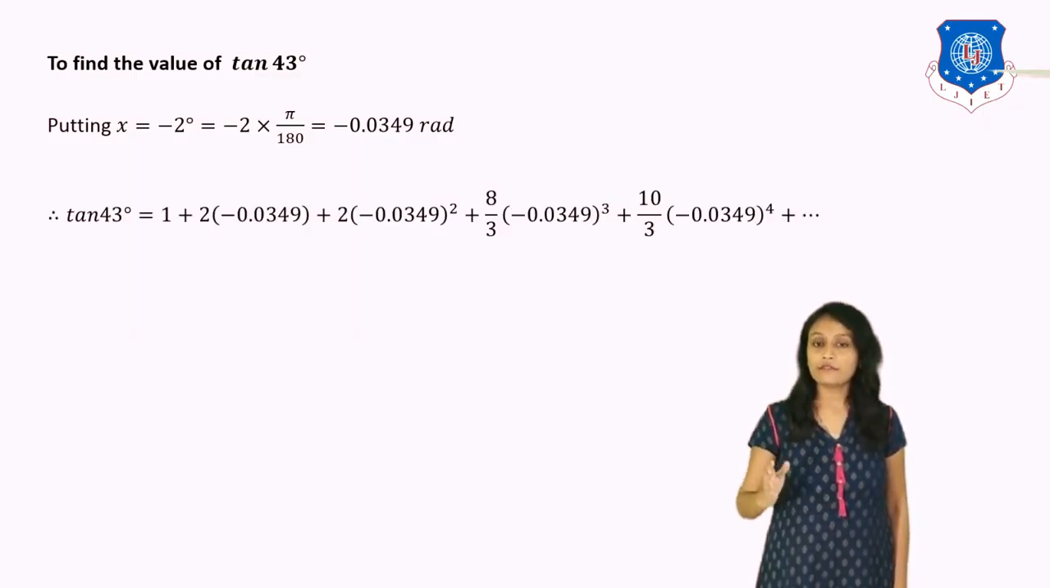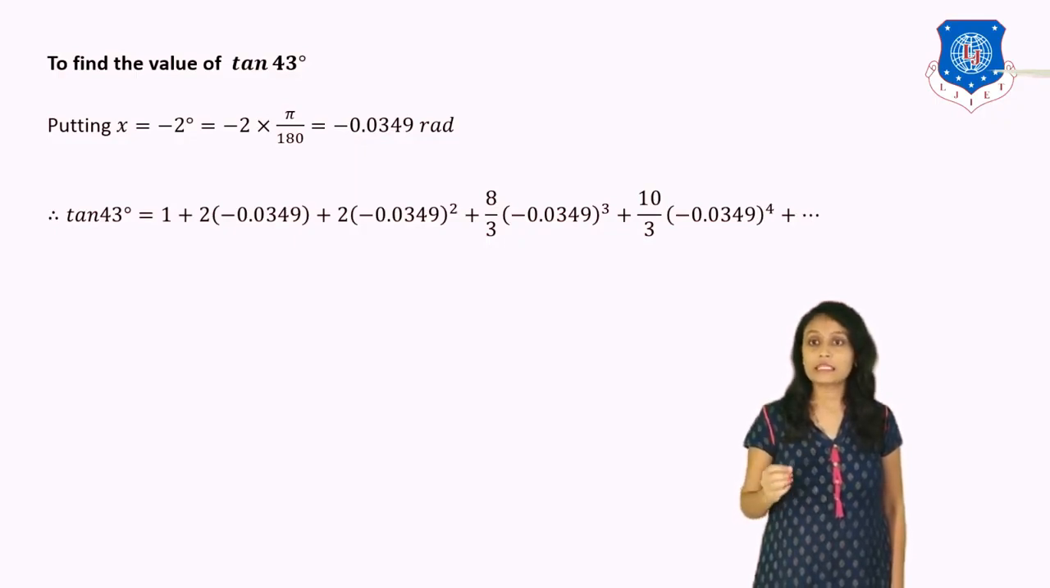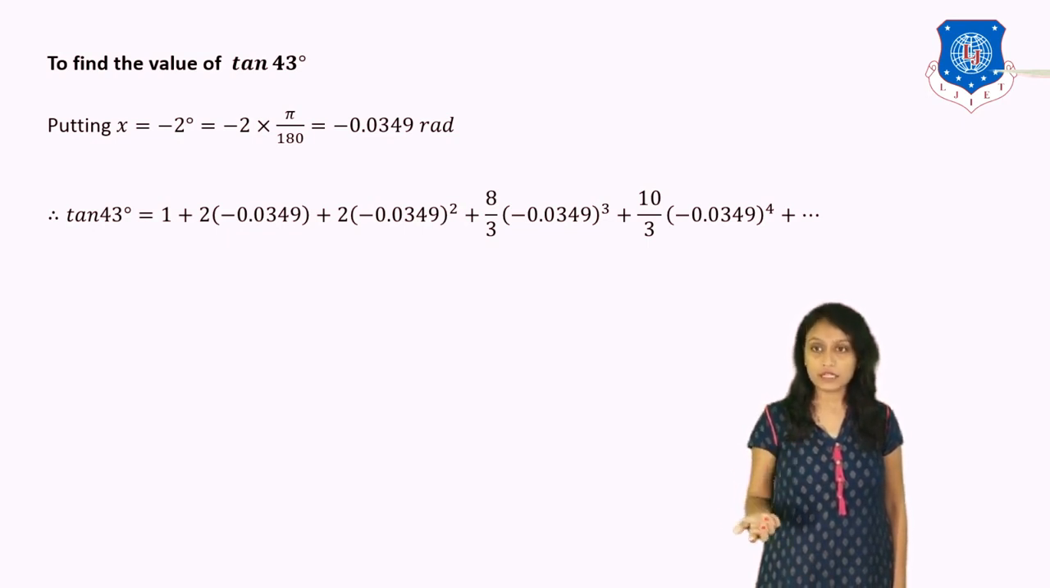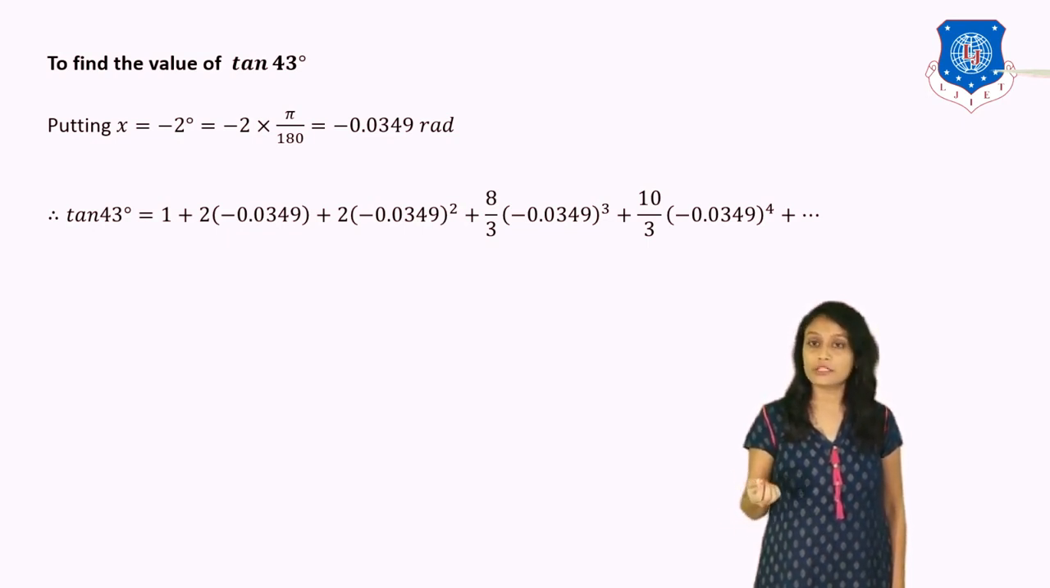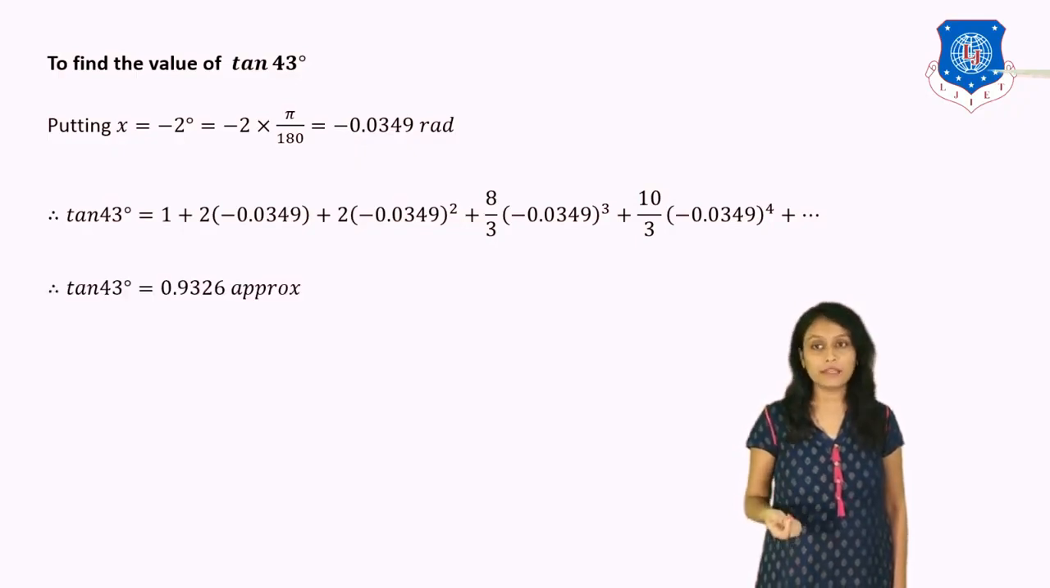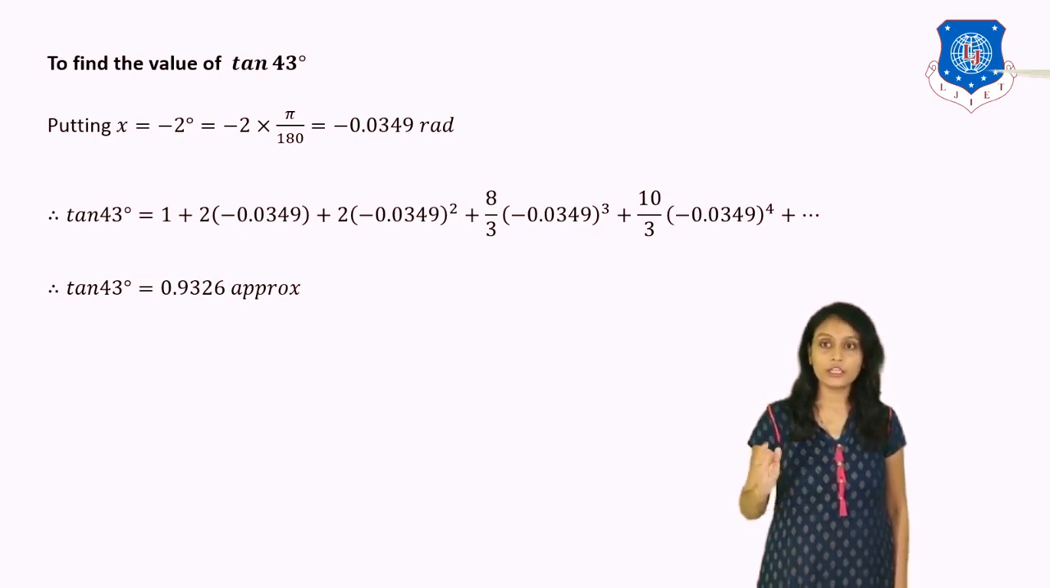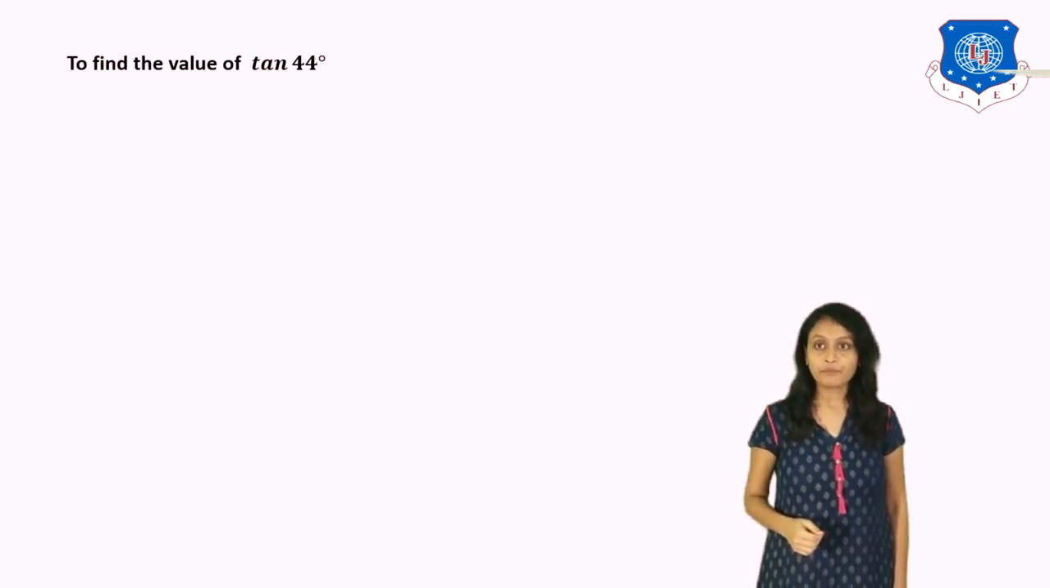Okay, now we have the formula, right? So in place of x, we have to substitute minus 0.0349. Okay, everywhere in the previous equation we have to substitute 0.0349 and just simplify it to get the tan 43 degree answer, that is 0.9326 approximate. To check the answer, you can directly put in the scientific calculator tan 43 degree, you will get this answer.